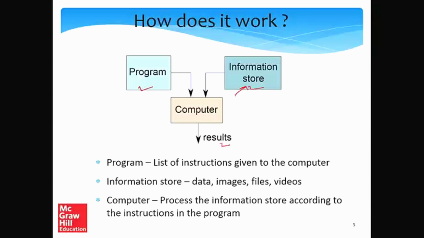So what is the program again? It's a list of instructions given to the computer. The information store is all the data, images, files, videos that a computer might process. And the computer once again is an intelligent device that can be instructed to do something. On the basis of the instructions, it processes some known information to generate new and better and meaningful results.